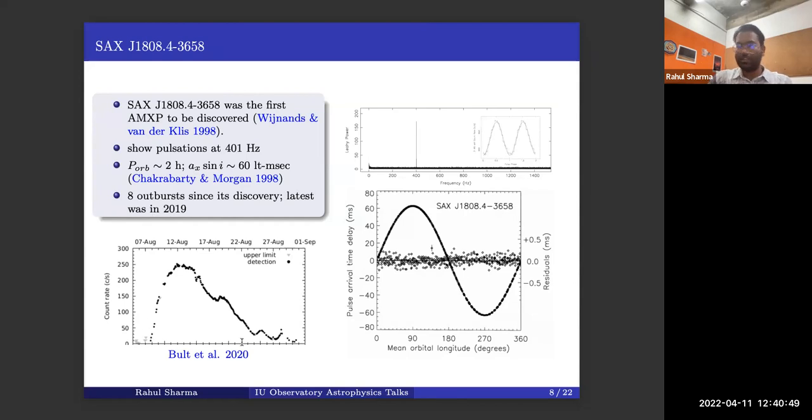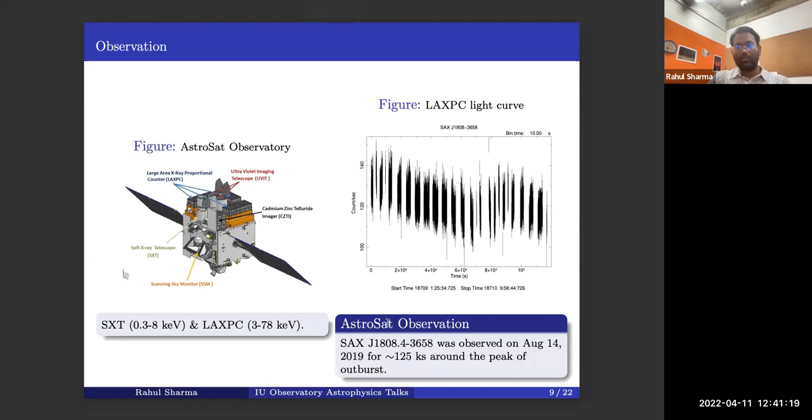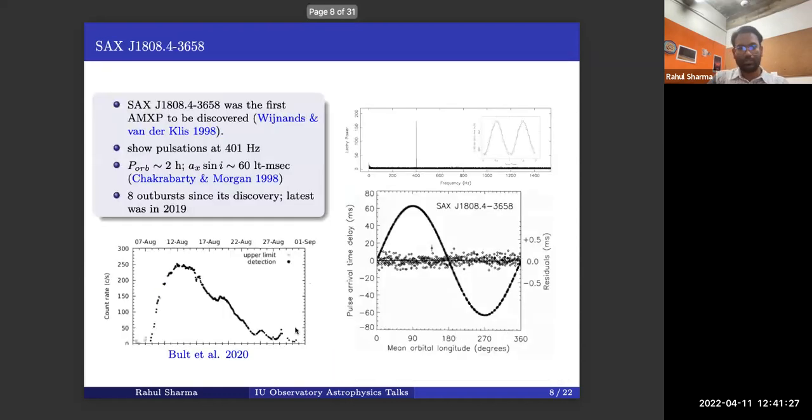So this is its outburst light curve. It was not observed till 7th or 8th August. After that, it started to show outburst behavior. It started to increase its luminosity in the X-ray band, and over around 30 days, about 1 month, it showed a full outburst, peaking around 13 to 14 August. During this outburst period, we observed with the AstroSat satellite. We observed this source with AstroSat during August 14 to August 15, that is, around the peak of this outburst.